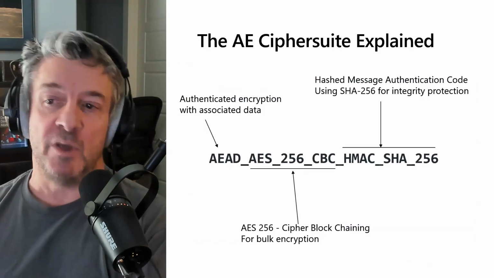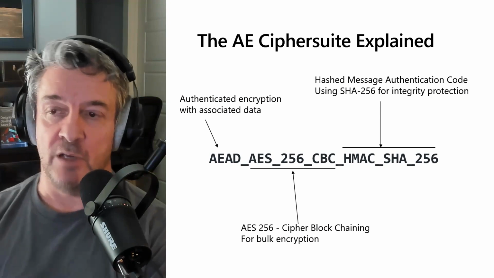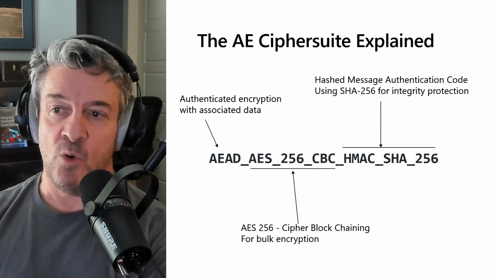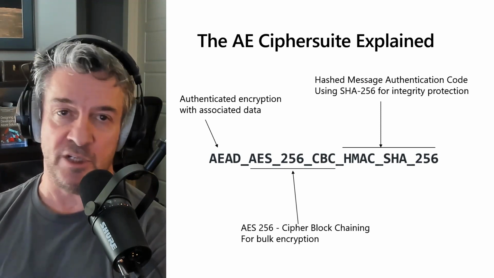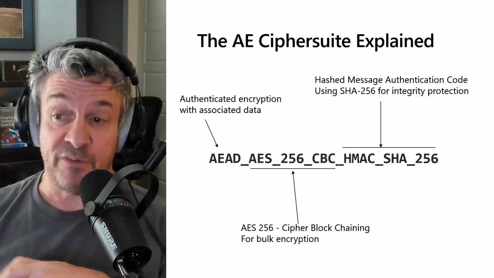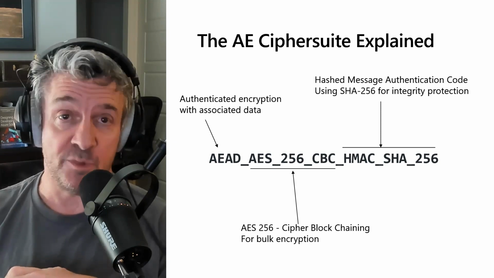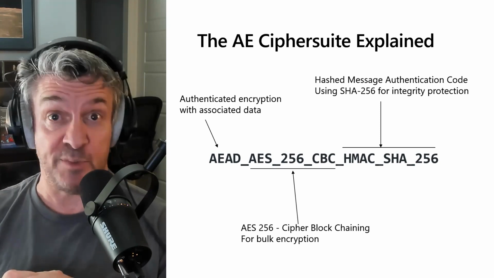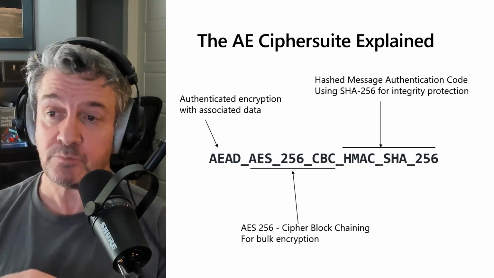So let me explain really quickly the cipher suite itself. The very beginning there, AEAD, stands for authenticated encryption with associated data. I'll explain that in the next slide. Then we're using AES-256 with cipher block chaining for bulk encryption. And then we're using an HMAC SHA-256 for the integrity protection of the data itself.